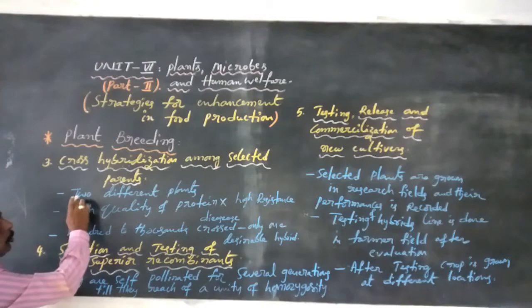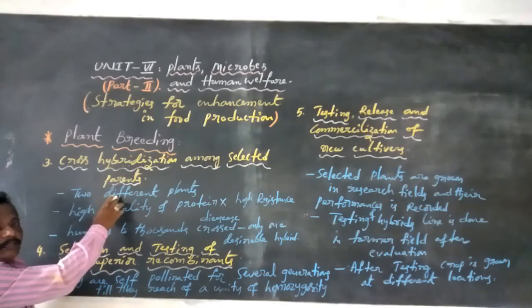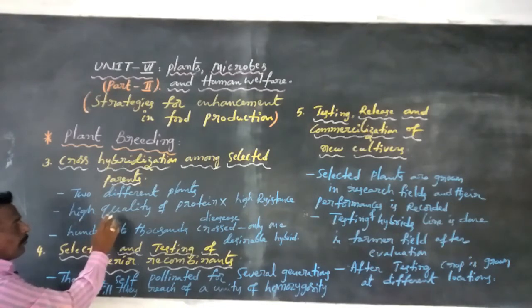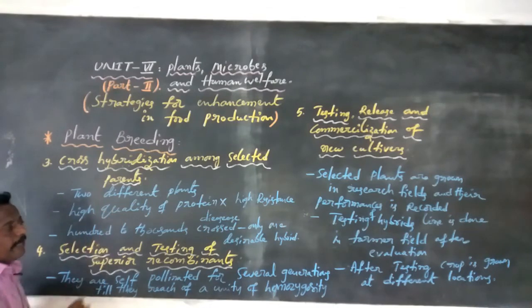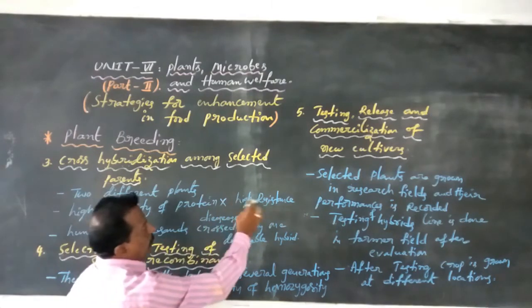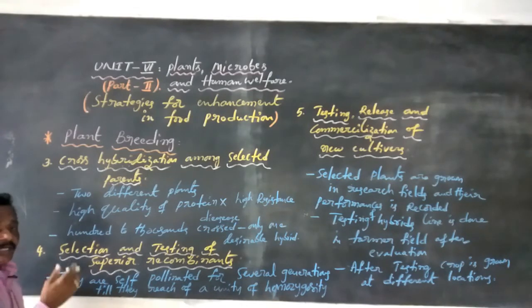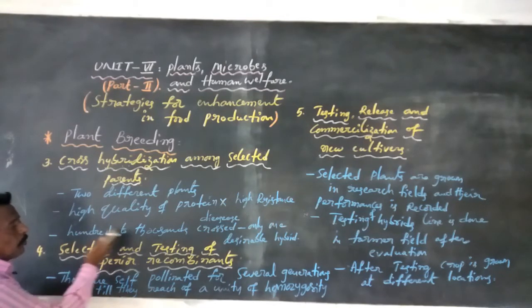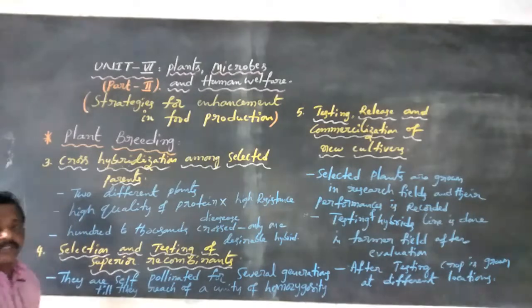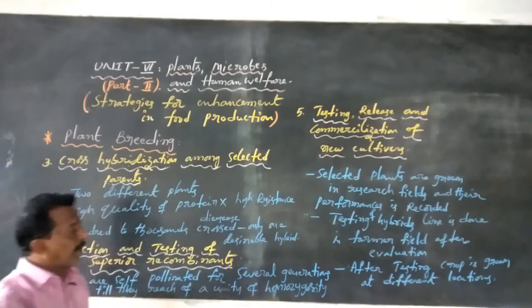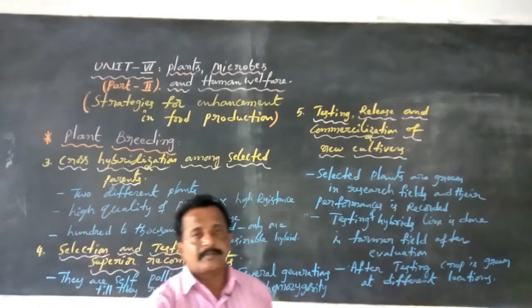So these are the two different desirable genetic characters of the parental plants. One parental plant has a high quality of protein character, and another parent plant has high disease resistance. Crossing these plants hundreds to thousands of times finally results in only one desirable hybrid plant.